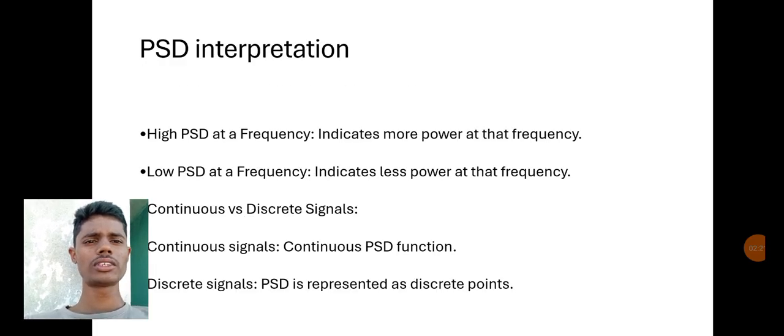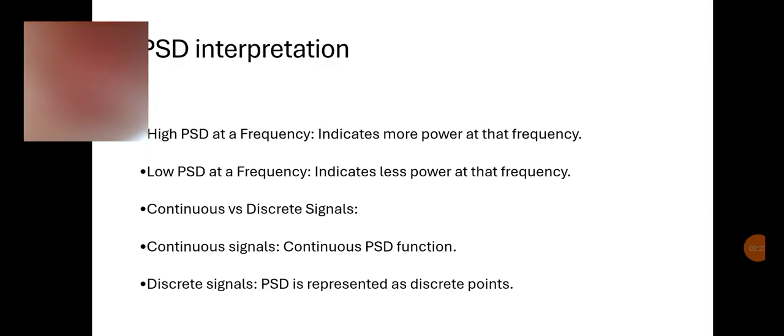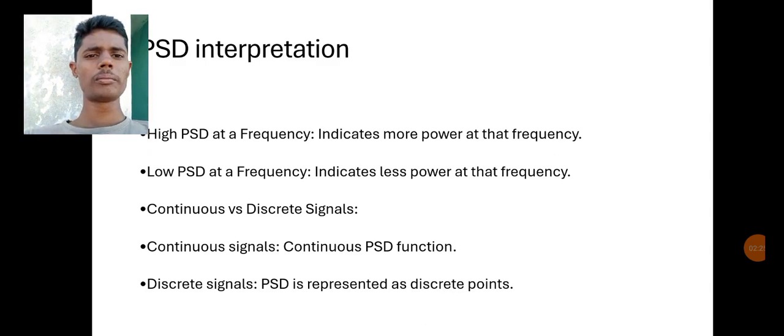Power spectrum density interpretation. High power spectrum density at a frequency indicates more power at the frequency. Low power spectrum density at a frequency indicates less power at the frequency. Continuous versus discrete signals. Continuous signal: continuous power spectrum density function. Discrete signals: power spectrum density is represented as discrete points.